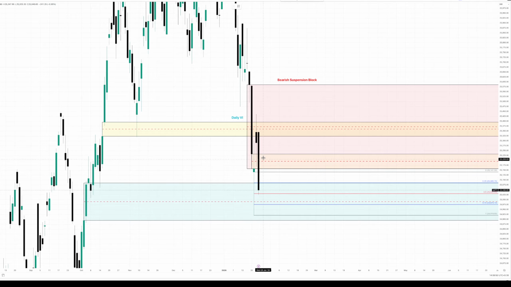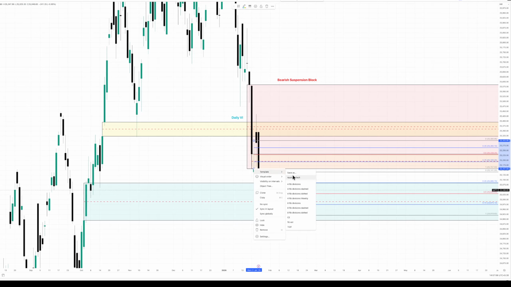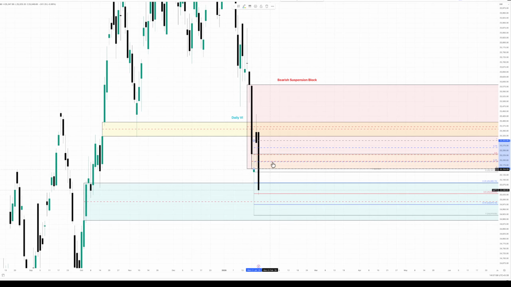And also we have this wick here. If you observe, of these two wicks, which one is bigger? This wick is bigger, so let us grade this wick. This is the bullish fair value gap on the bottom side.